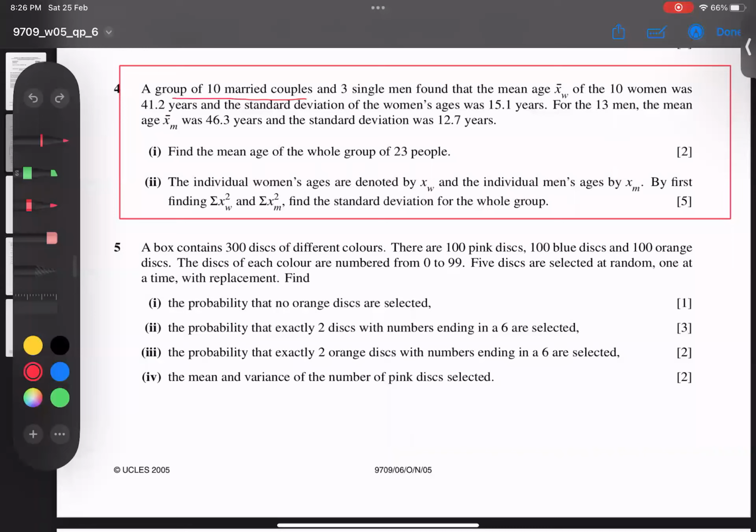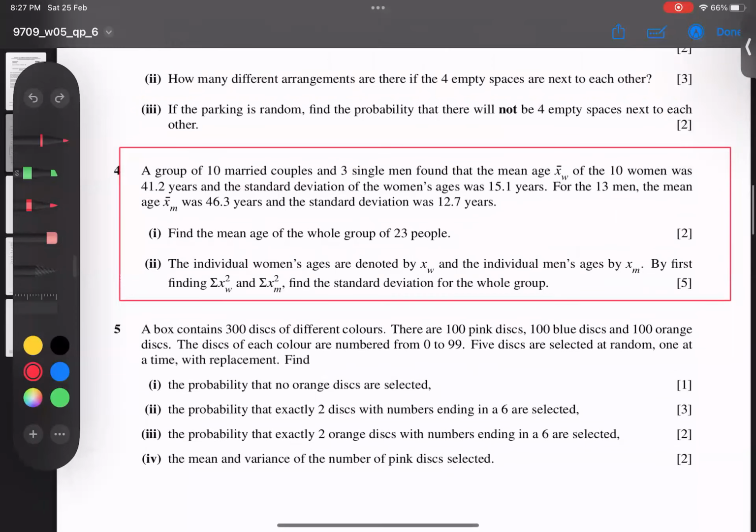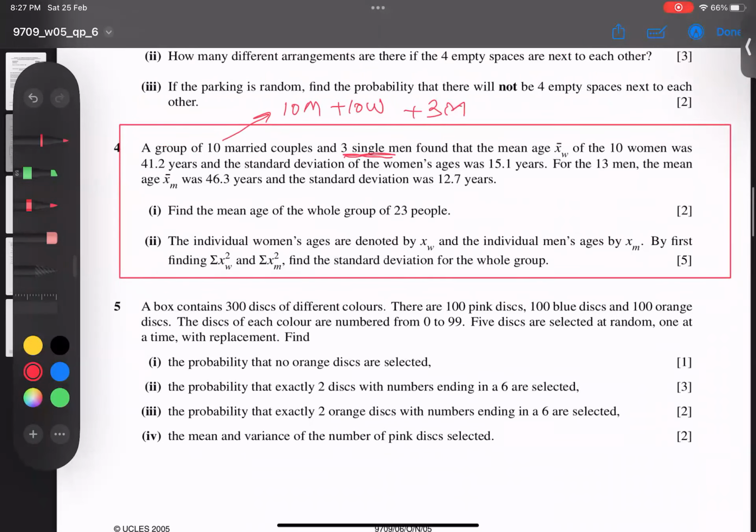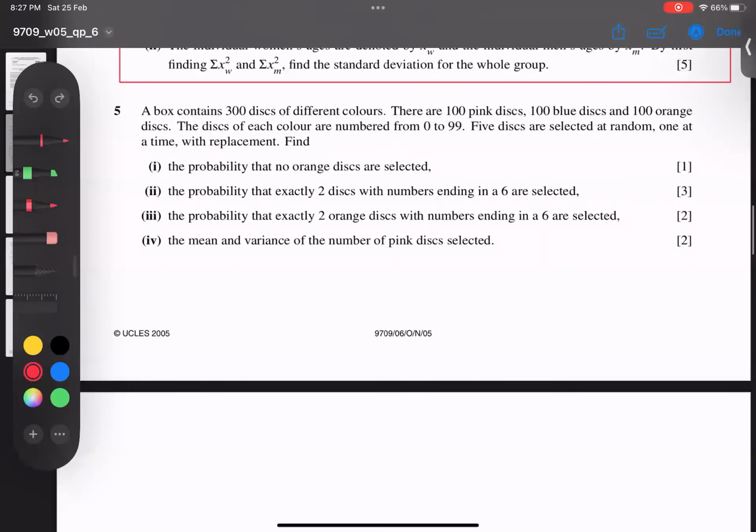And the standard deviation of the women is 15.1. There are clearly 10 married couples, which means 10 men plus 10 women, but three single men are also available there, so plus three men. The mean age of the 10 ladies is given here, so I'm writing it here.